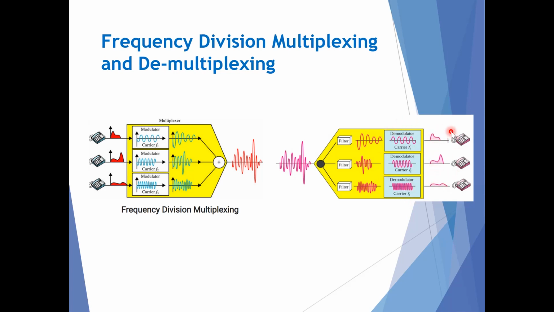So here again we can easily recover our original signal back. This was the transmitted signal, the same signal we are getting over here. So a number of bandpass filters and a number of demodulators are used to regenerate our modulating signal back. So this is known as frequency division multiplexing.